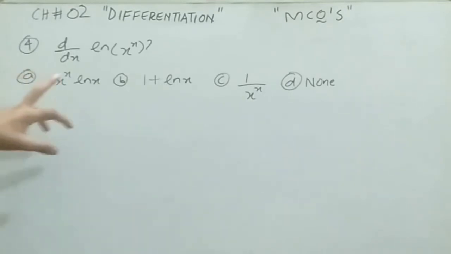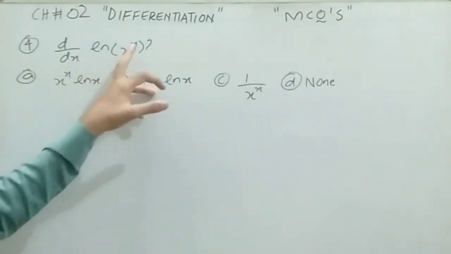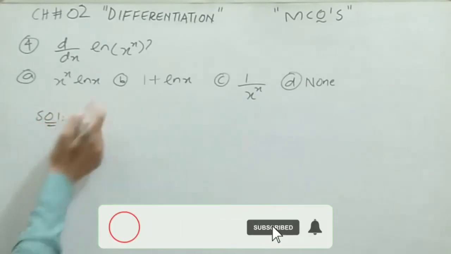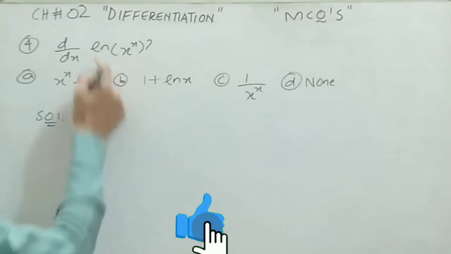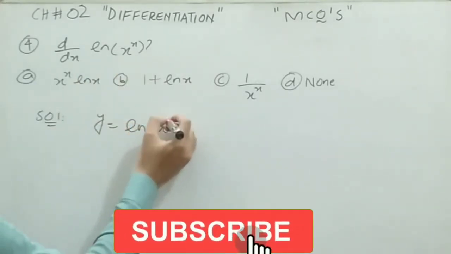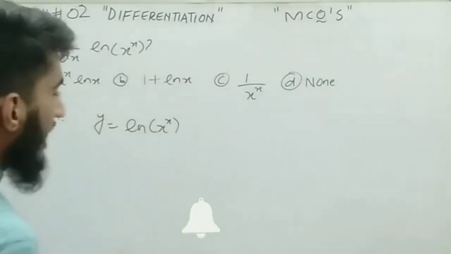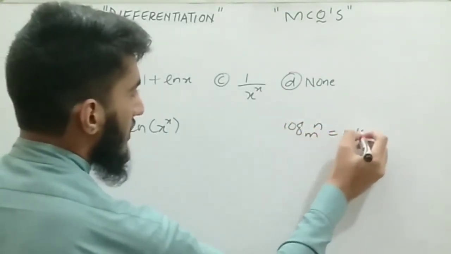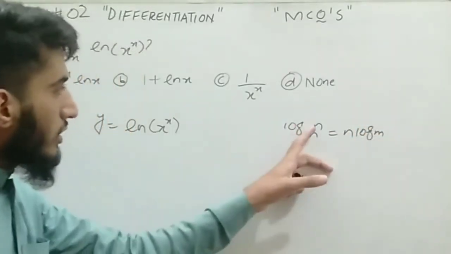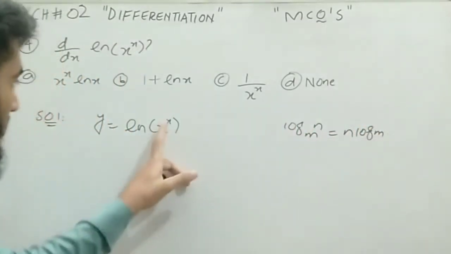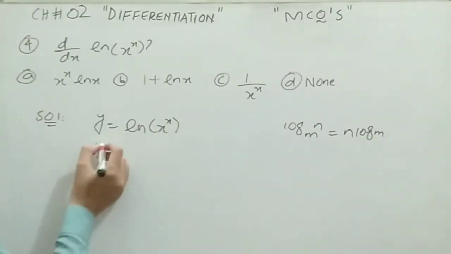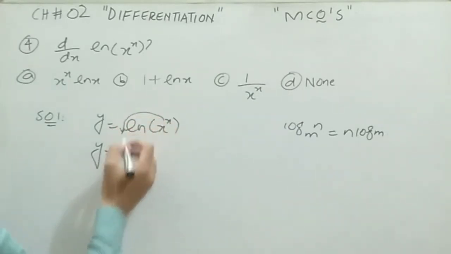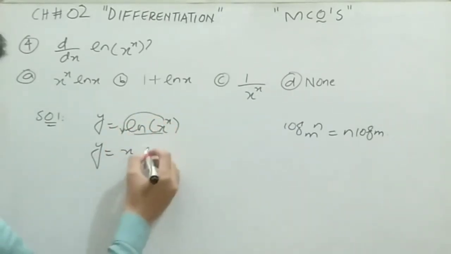Now move to the fourth MCQ. It tells that d by dx of ln of x raised to the power x will be, 4 options are given. Move towards solution. Let's suppose this is equal to a function y is equal to ln x raised to the power x. Now we will use the formula of log of n to the base m will always be equal to n log of m. So this power comes to the front of log in the result. So this power x will come to the front of ln. So it becomes y will be equal to x ln of x.